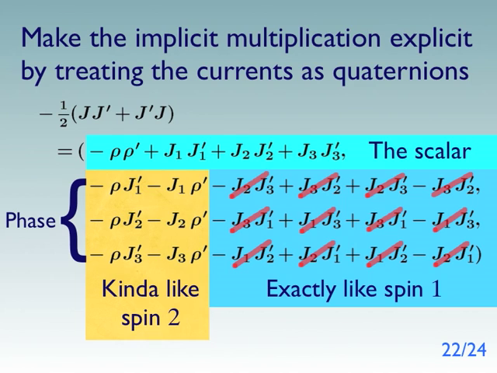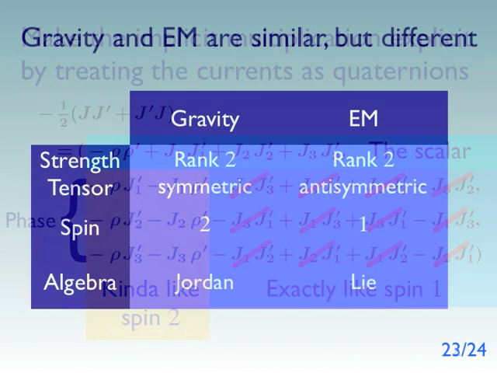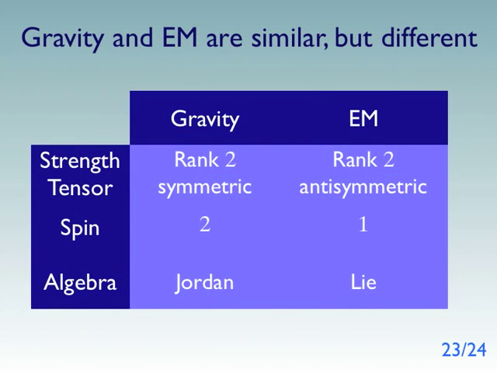And then I look over at the spin 2, sorry, the other terms, and it looks kind of like spin 2, but it's got a problem. And that is it doesn't disappear. Okay, and so that brings us to the observation that gravity and electromagnetism are similar but different.